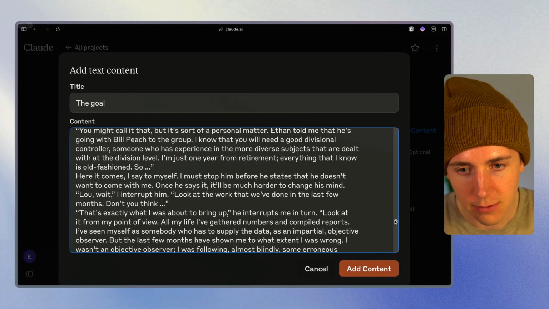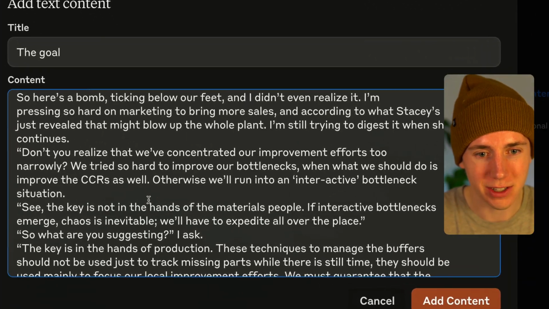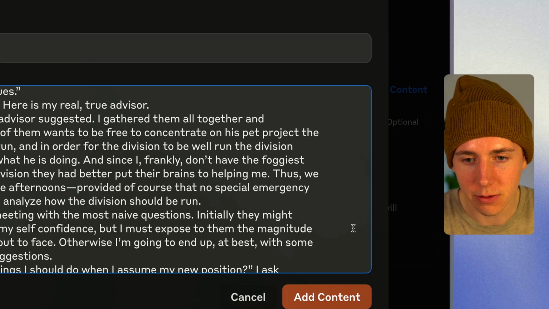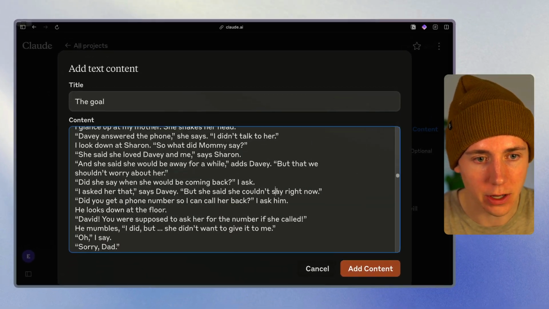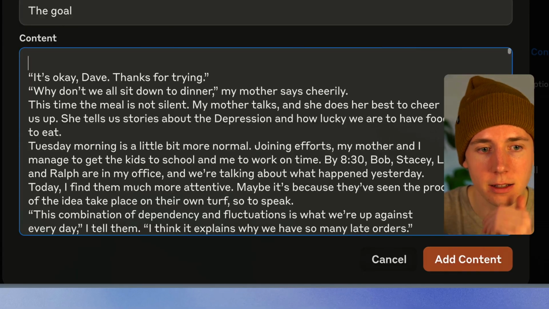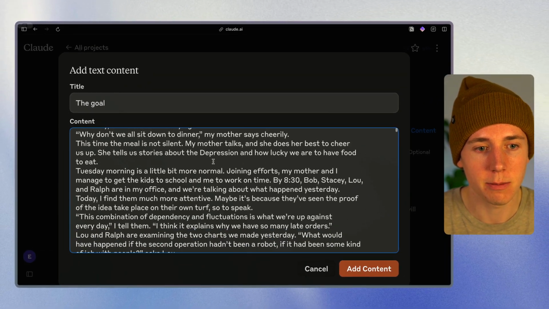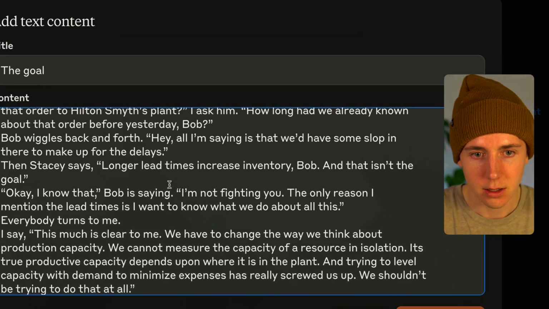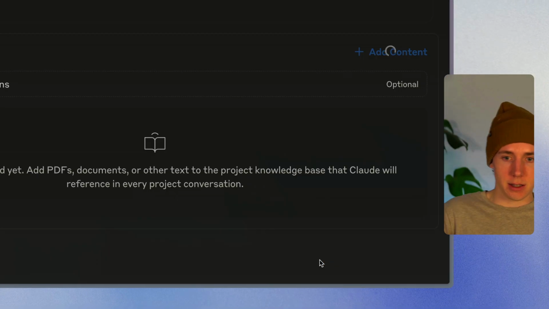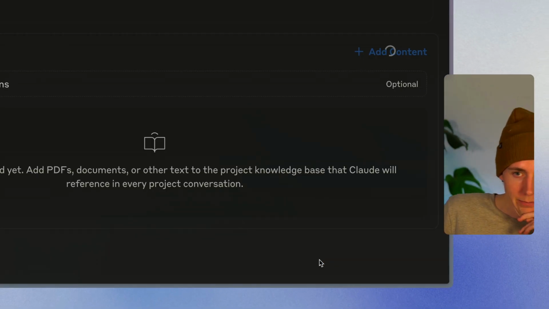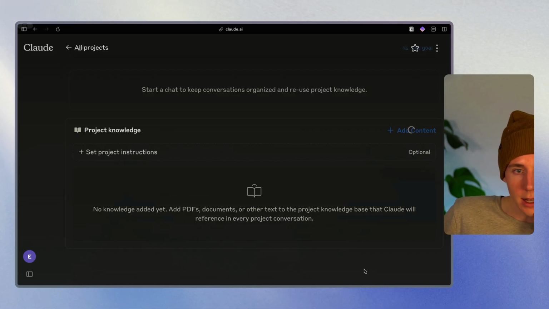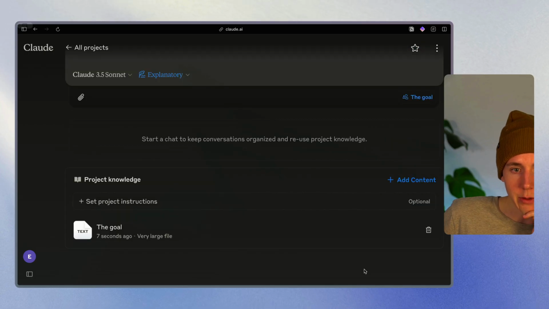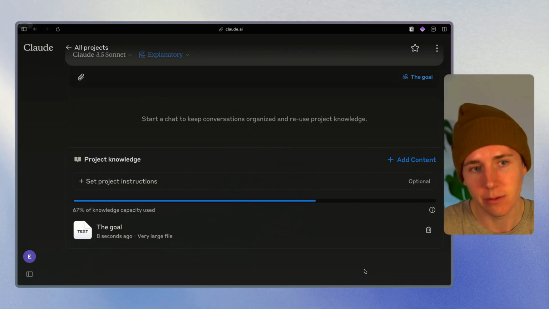So for this, I'm going to chop out the last 25%, which might actually have some important stuff in it. I'm also going to chop out maybe the first third, because a lot of the key lessons don't come until a third of the way in. So now I'm going to add this content. It's going to take a couple seconds, but if you add it as text and not as a PDF, usually it doesn't go over the allotted knowledge base the majority of the time. So this was 67%, which is pretty good.